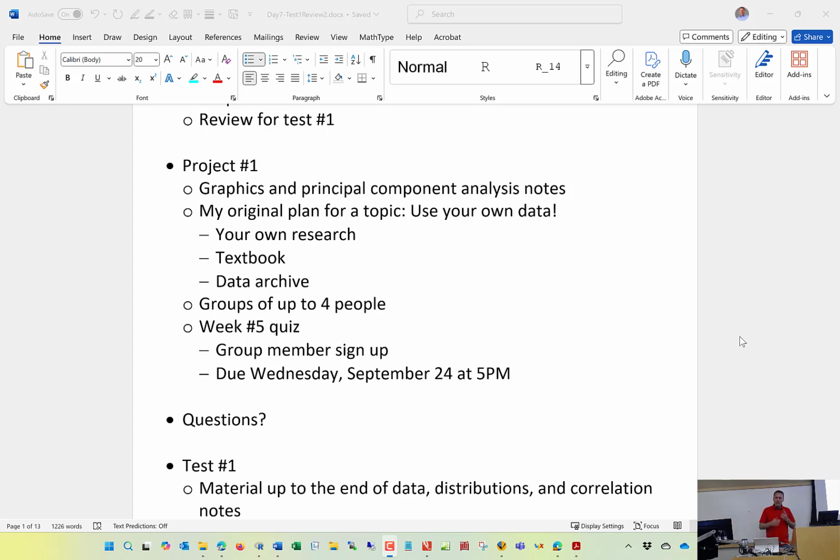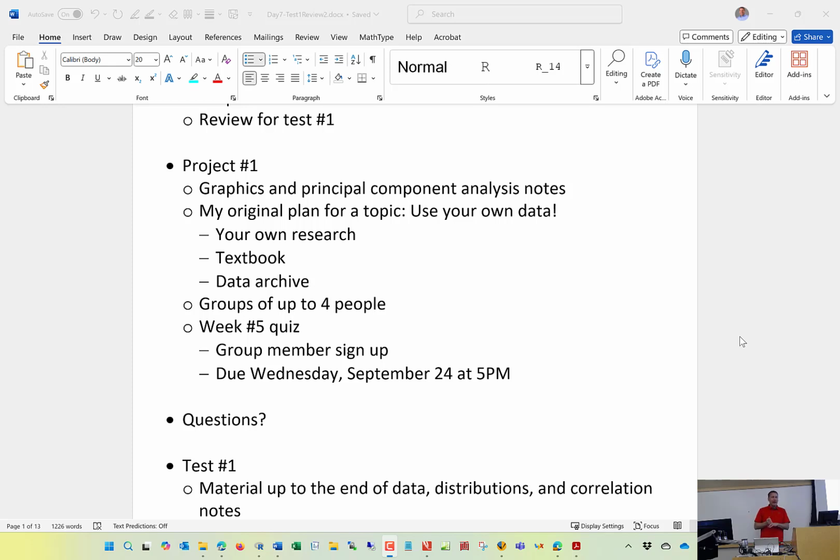And what project number 1 will be over is not stuff that we've gotten to yet. It's going to be the graphics section. So we'll look at how to graph multivariate data, and also something called the principal component analysis section, which we might talk a little bit about what that means later today.